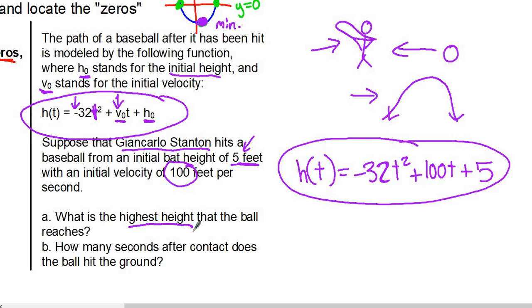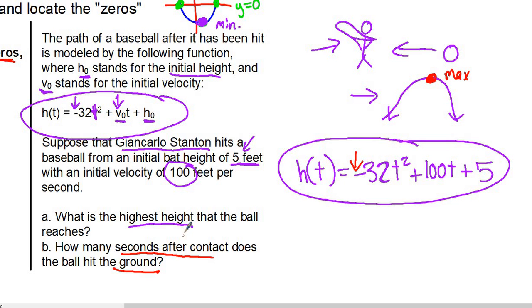What's the highest height that the ball reaches? That's like asking for this point right here, the maximum. And again, it's a maximum because it's an upside down facing parabola, because that's a negative right there. And then the second question, how many seconds after contact does the ball hit the ground? So I want you to think about this. See if you can pause and try to graph that and answer those 2 questions.